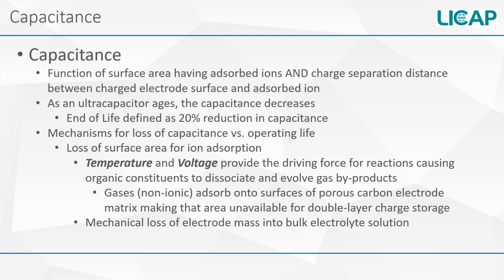The main driver is the loss of active surface area for ion adsorption. Temperature and voltage provide the driving force energy for internal reactions that cause organic constituents to dissociate, creating gases as a byproduct of the reactions. In turn, these non-ionic gases adsorb onto the carbon electrode surface, making that area unavailable to store charge. The other mechanism is the mechanical loss of carbon electrode mass into the bulk electrolyte solution. A strong, durable electrode minimizes this effect.